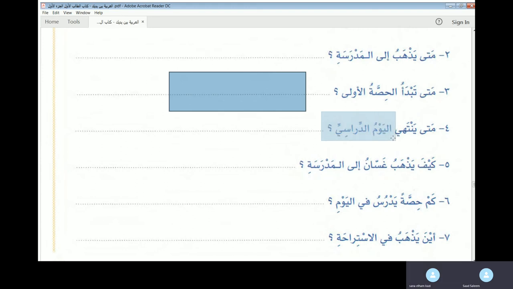So we have to include 'start' also in the answer. Do you have to include the word start in the answer? Yes. We have to include ta with tabdau because hissa is a feminine word. So we'll say tabdau al-hissa. It is necessary. Ta is necessary here.